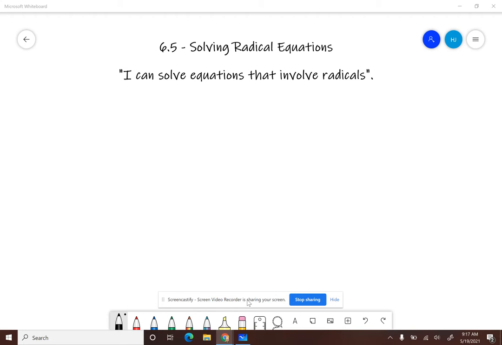All right, guys, we're going to be doing 6.5 solving radical equations. Again, our mission today is I can solve equations that involve radicals. So we're talking about solving equations. Basically, the goal is always the same, to try to isolate the variable and find the value of the variable that will make the statement true.